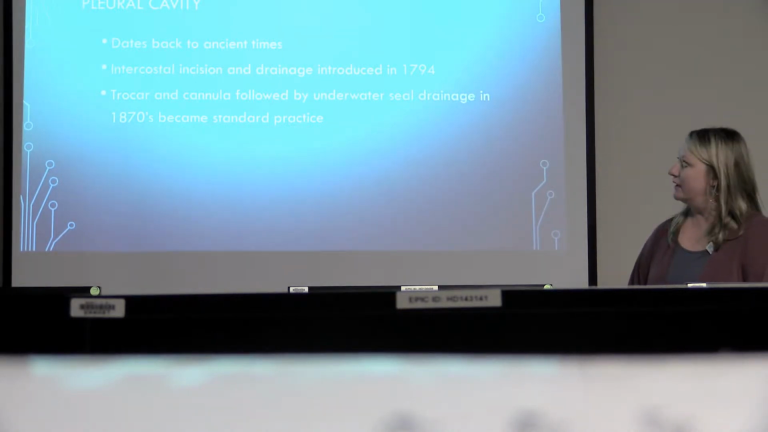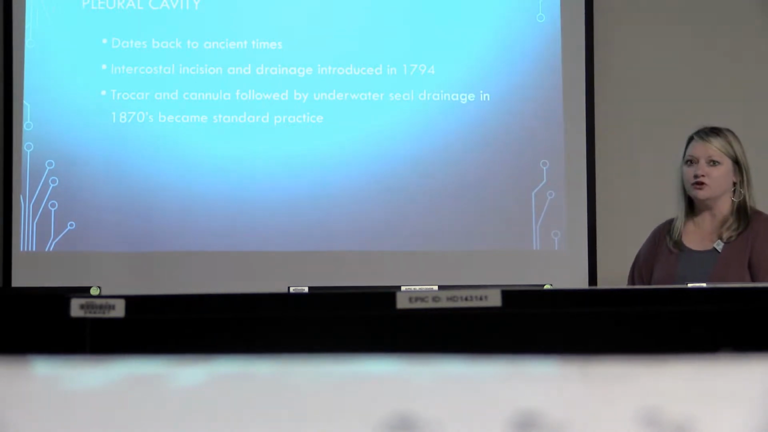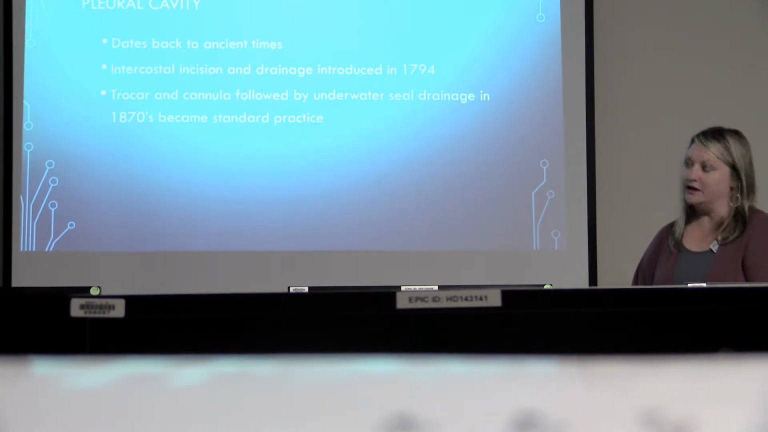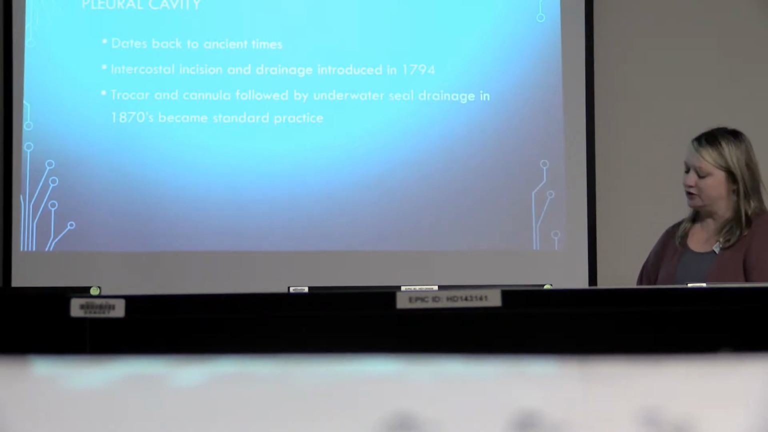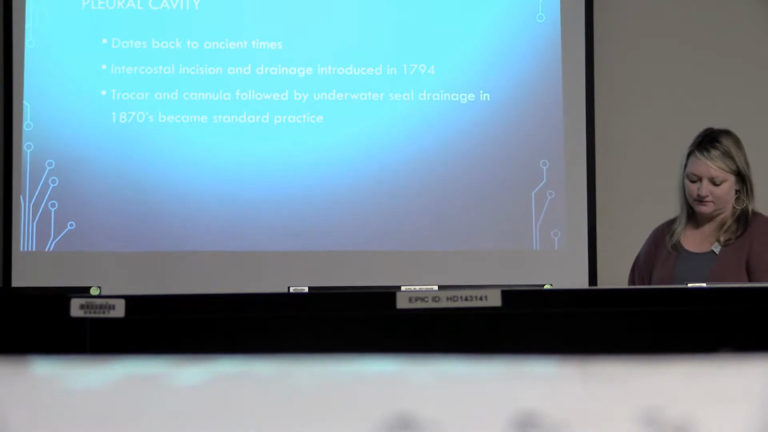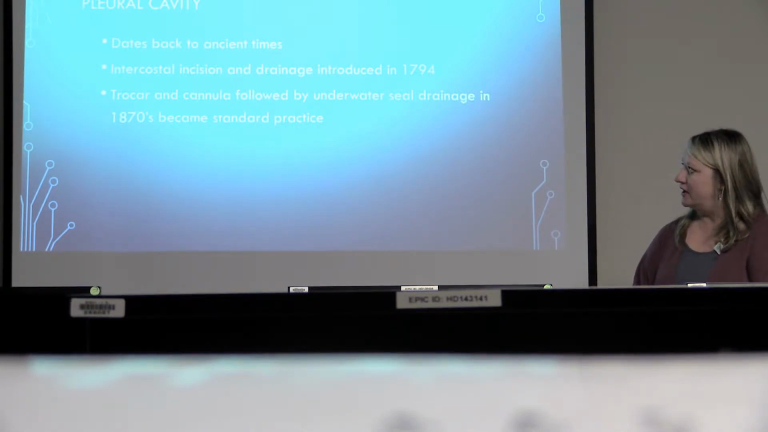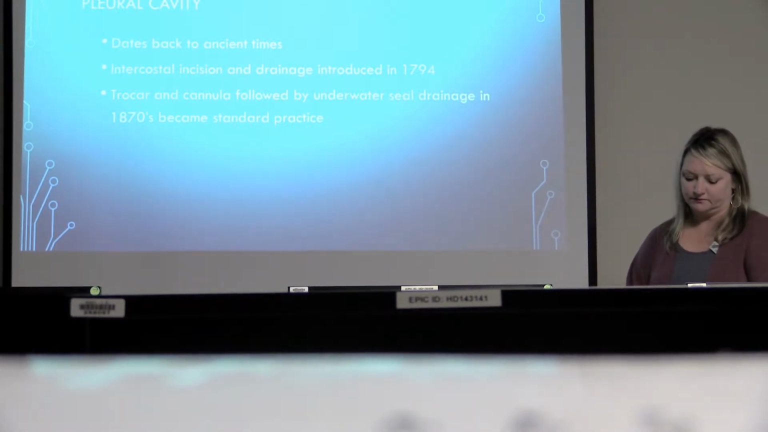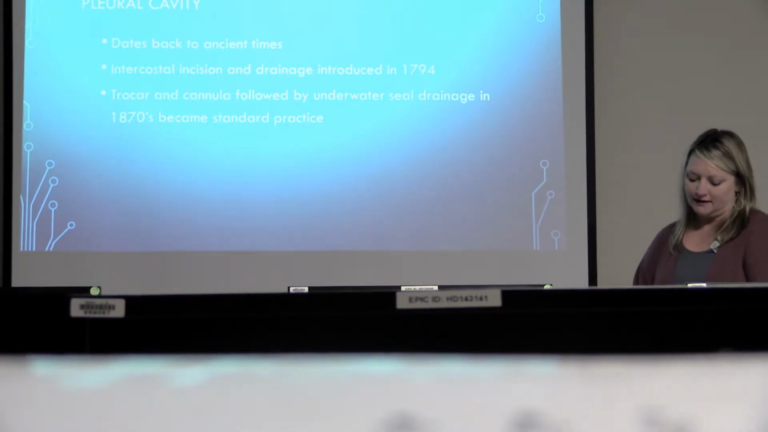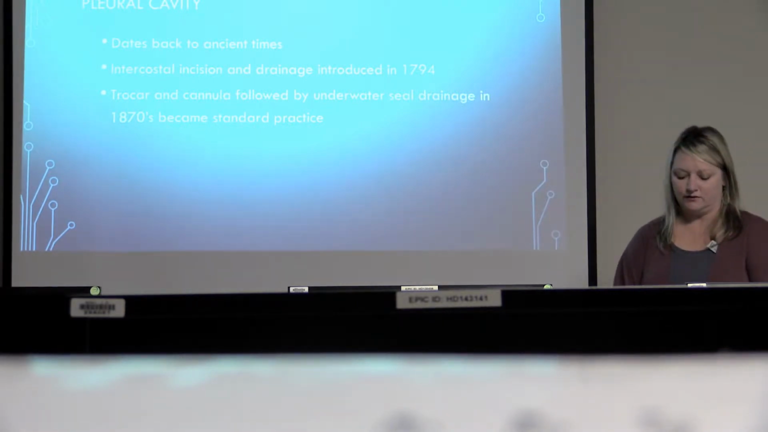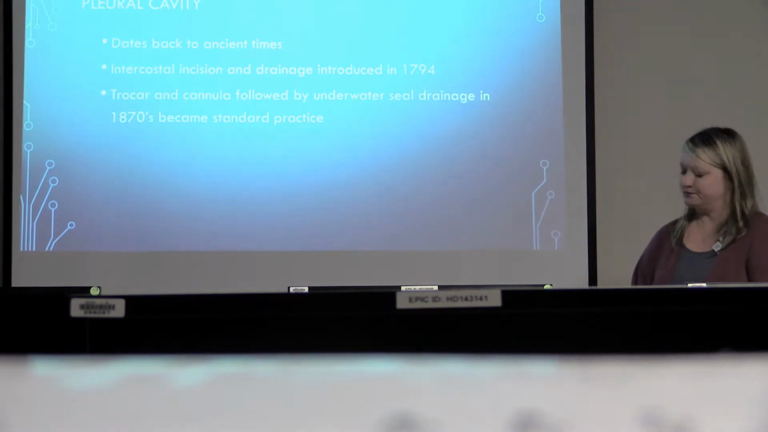Hemothorax is accumulation of blood in the pleural cavity, usually due to blunt or penetrating chest trauma. It dates back to ancient times. Major injuries were difficult to treat and often lethal. Intercostal incision and drainage were introduced in 1794 by a surgeon named John Hunter. Trocar and cannula, followed by underwater seal drainage, in the 1870s became standard practice. This technique has remained the most common form of treatment for hemothorax and other fluid collections to this day.